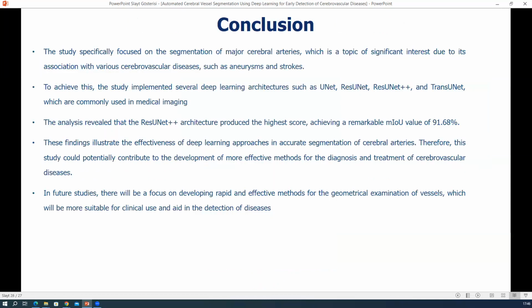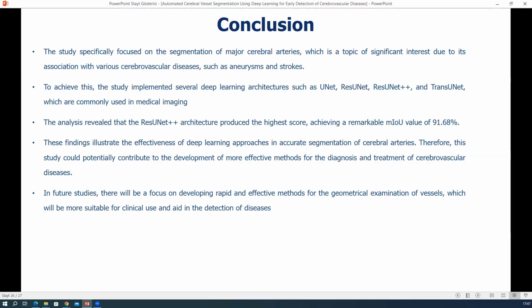These are results. Conclusion: this study specifically focused on the segmentation of major cerebral arteries, which is a topic of significant interest due to its association with various cerebrovascular diseases such as aneurysm and strokes. To achieve this, the study used several deep learning architectures such as UNet, ResUNet++, and TransUNet, which are commonly used in medical imaging. The analysis revealed that the ResUNet++ architecture produced the highest score, achieving a remarkable mean IoU value. This finding illustrates the effectiveness of deep learning approaches in accurate segmentation of cerebral arteries. Therefore, this study could potentially contribute to the development of more effective methods for diagnosis and treatment of cerebrovascular diseases.